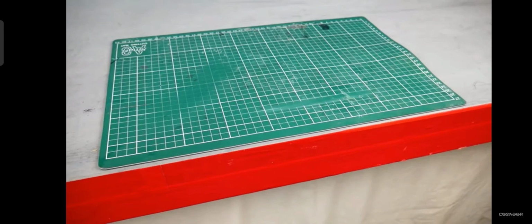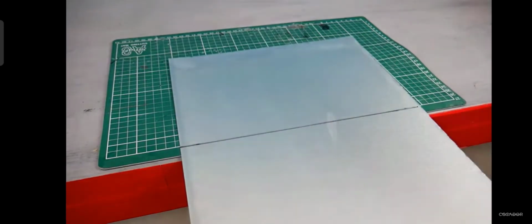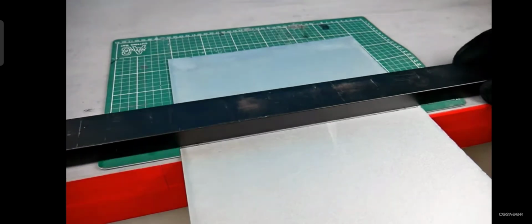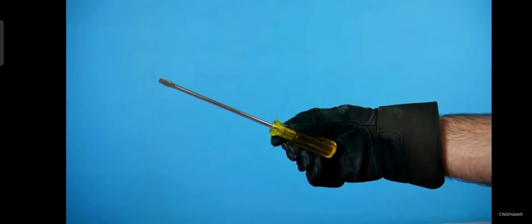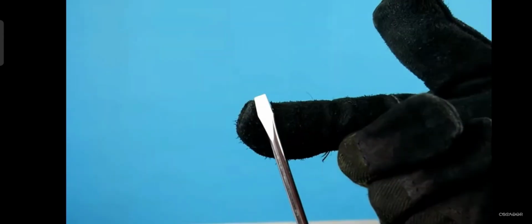Method number 3, score and bend. So I put down a flexible material that will give a little during scoring. I put the sheet metal on top, then a rigid straight edge, and I clamp it down, leaving enough room between the line and the straight edge to accommodate a scoring tool. In this case, I'm using a screwdriver because the steel on the screwdriver is harder than the sheet metal.